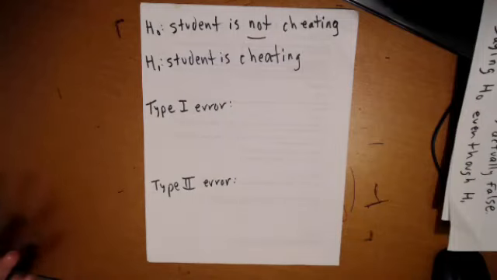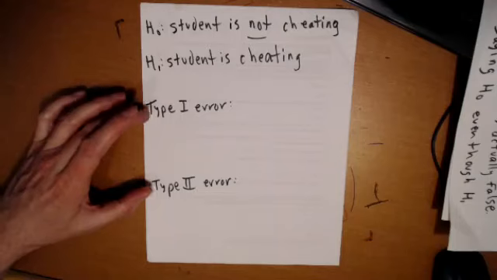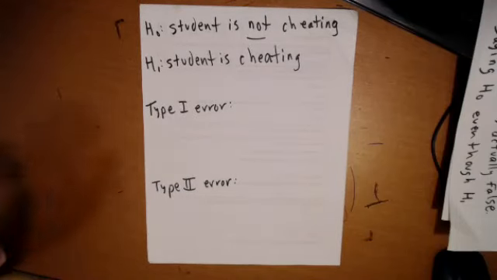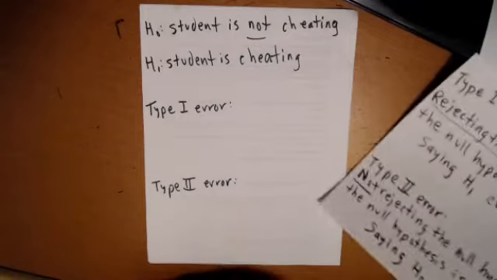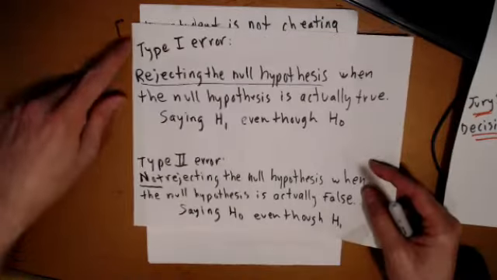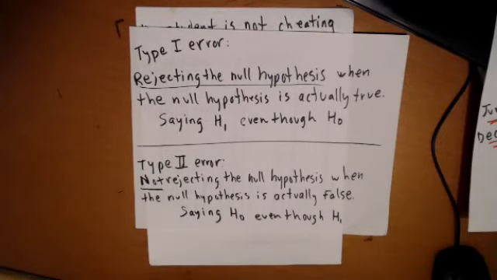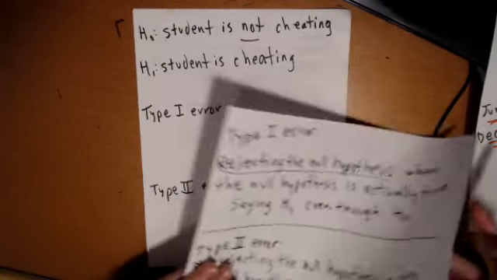Okay, so maybe pause right now and try and write down what you think the type 1 error is and what the type 2 error is. And you didn't pause. Okay, so the type 1 error we said is saying H1 even though H0. So let me write that down.